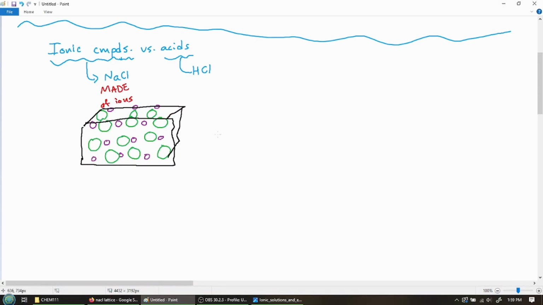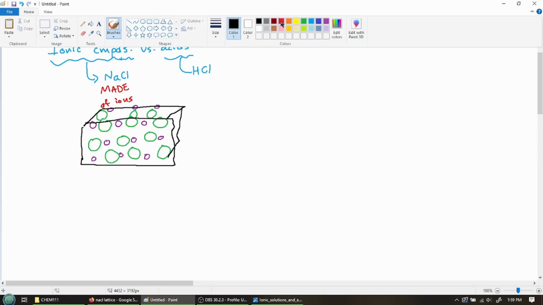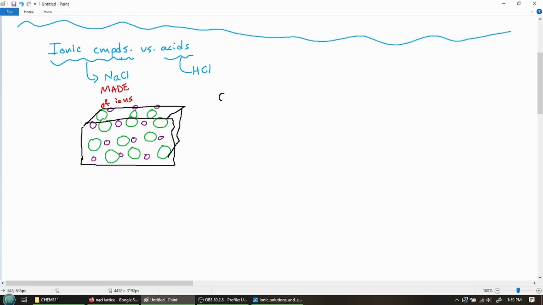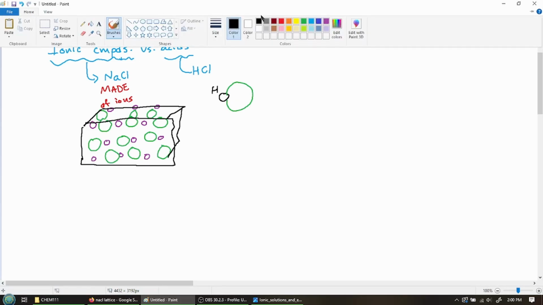That's not the same thing, though, as hydrochloric acid. In the case of hydrochloric acid, this is just a covalently bonded molecule, right? So we'll have a hydrogen and we'll have a chlorine. We'll try and use some of the usual color schemes for these. And in this case, this is just covalently bonded, right? There are no ions currently present in this molecule.